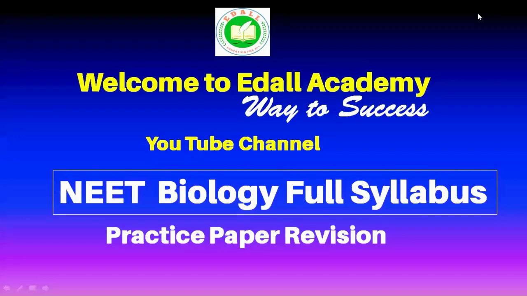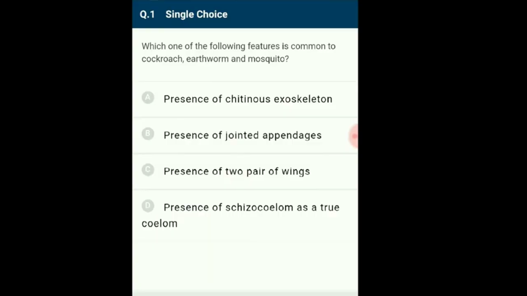Let us discuss a biology full syllabus practice paper with solutions from the updated NEET syllabus. Number 1. Which one of the following features is common to cockroach, earthworm and mosquito?